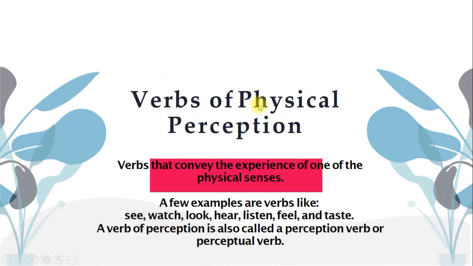In these verb patterns, we will also learn the verbs of physical perception. These are the verbs that convey the experience of one of the physical senses. Examples of the verbs of physical perception are see, watch, look, hear, listen, feel, and taste. A verb of perception is also called a perception verb or perceptual verb.